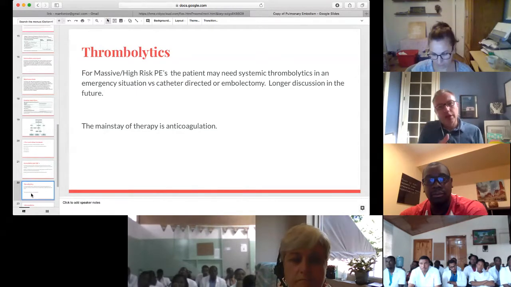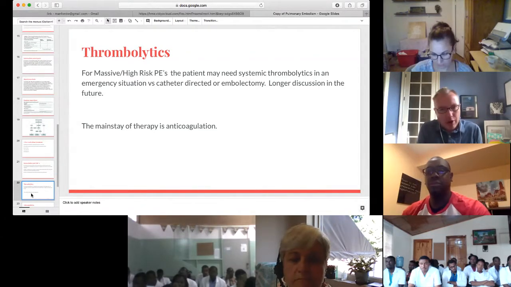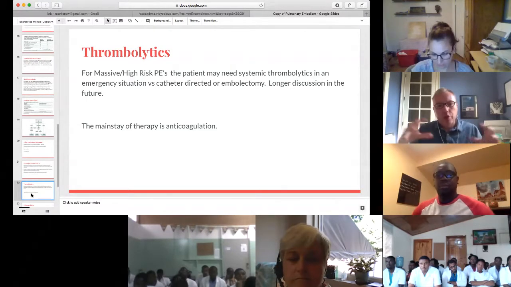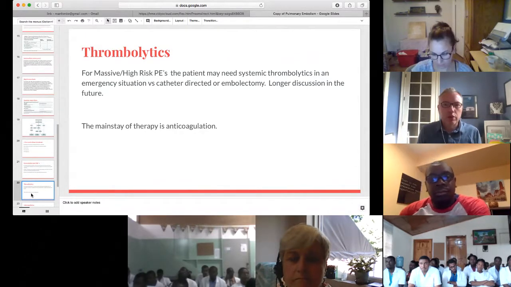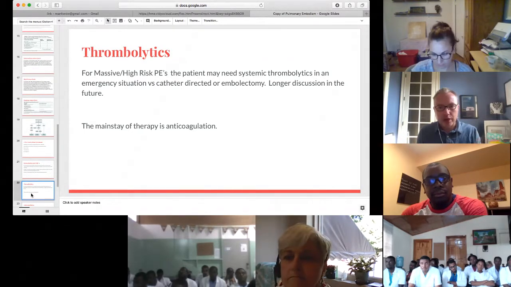Either we're going to give, in that emergency situation, systemic thrombolytics that's going to go throughout the system to try to dissolve the clots, or possibly, in some cases, in some hospitals, depending on where you are, they have the ability to do catheter-directed thrombolysis or even embolectomy where they can grab the clot.